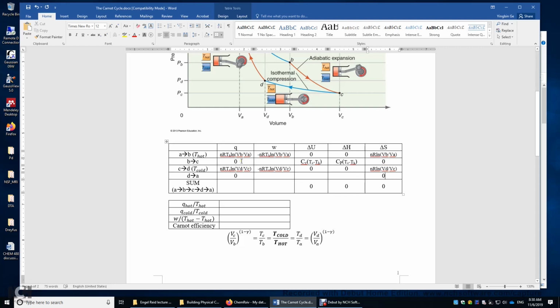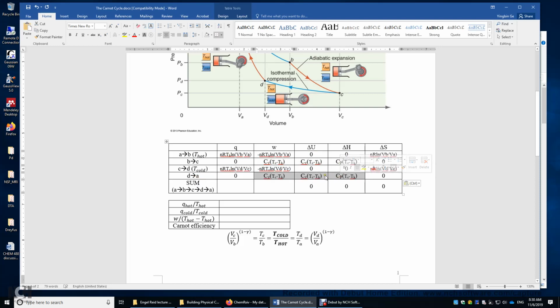Now we have Q equals 0, delta U is here, therefore W equals delta U minus Q. So we got these two expressions here. Exactly the same for W and delta U, because Q is 0. Now for the D to A adiabatic process, we again can simply copy and paste.